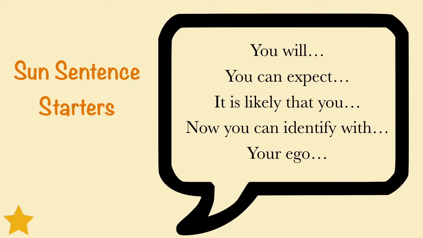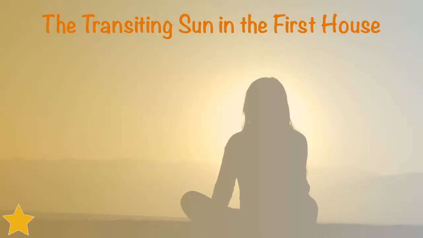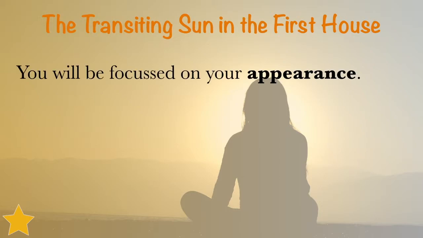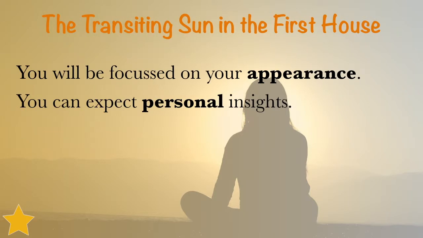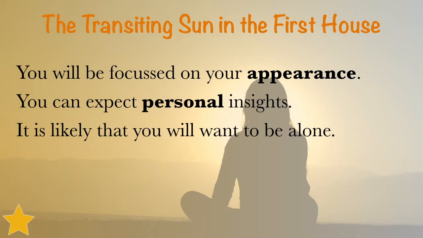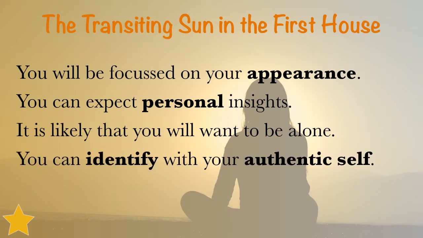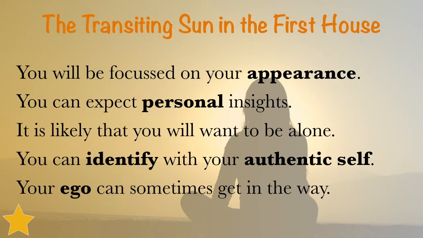So if the transiting sun is actually in the first house of the horoscope chart, here are some examples. You will be focused on your appearance. You can expect personal insights. It is likely that you will want to be alone. You can identify with your authentic self. Your ego can sometimes get in the way. These are example sentences for sun in the first house horoscopes. Of course, you will elaborate and create different things.